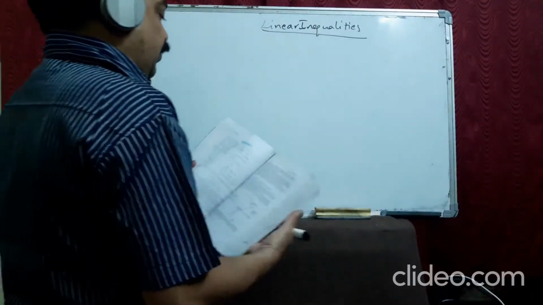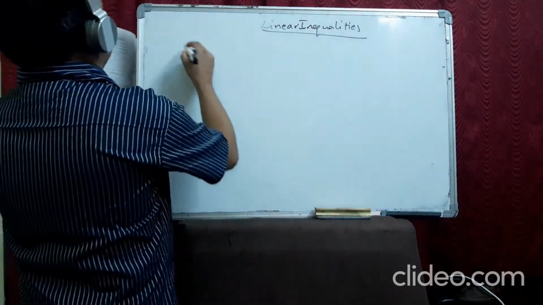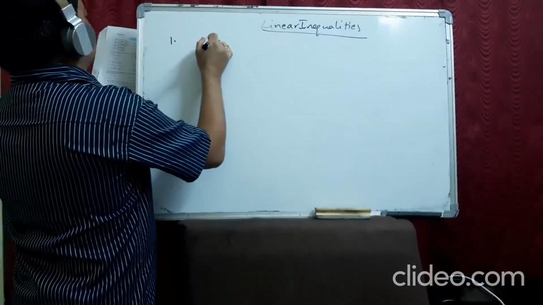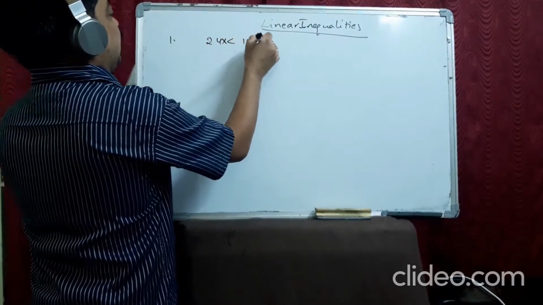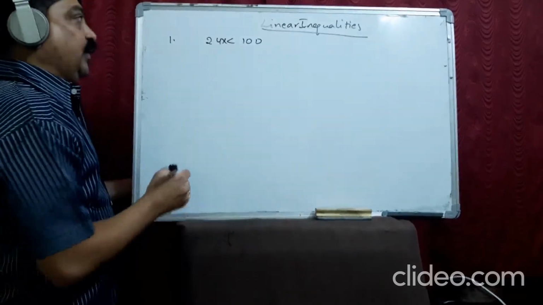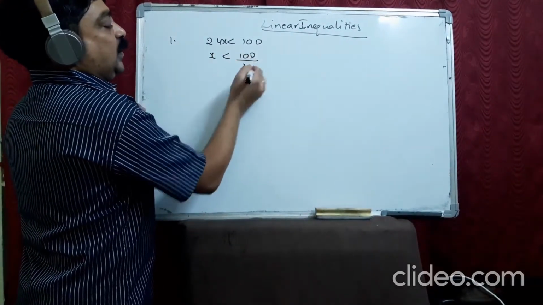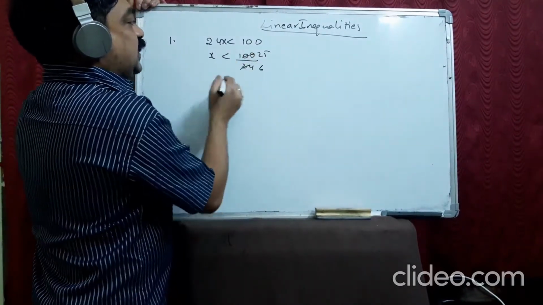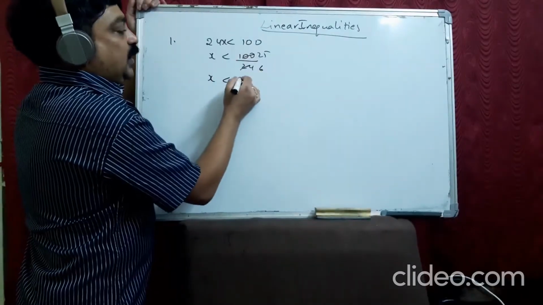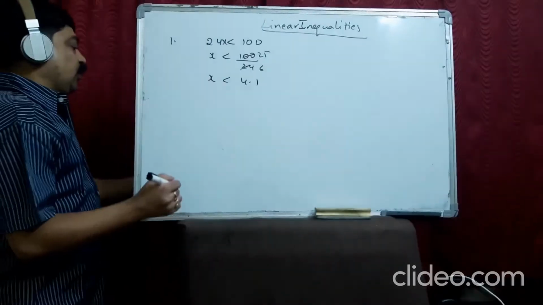I will do each and every problem of this exercise. Listen very carefully. See the first problem: the question is solve. Solve means to find the value of x always. x is less than 100 by 24. That means 100 by 24 will be 4 and 4 by 25. Approximately it will be 4.1. x is less than 4.1.